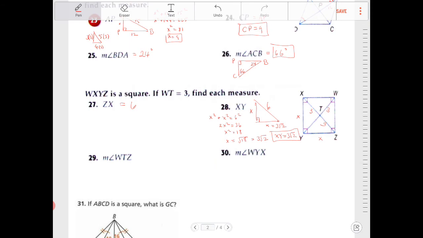Okay, angle WTZ. Without any work, we know that has to be 90 because a square is inherently a rhombus. Angle WYX: since it's a rhombus and angle XYZ is 90 degrees, the diagonals in a rhombus bisect those angles. So therefore, angle WYX will equal 45 degrees.